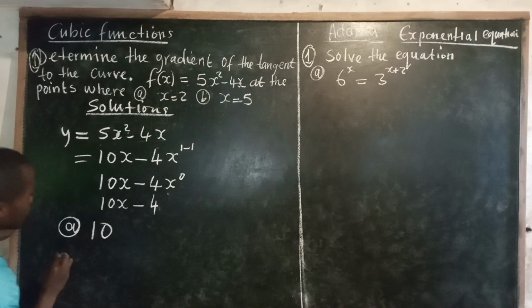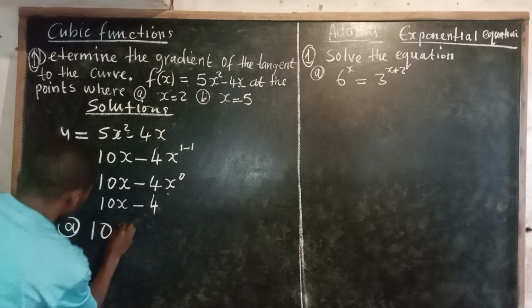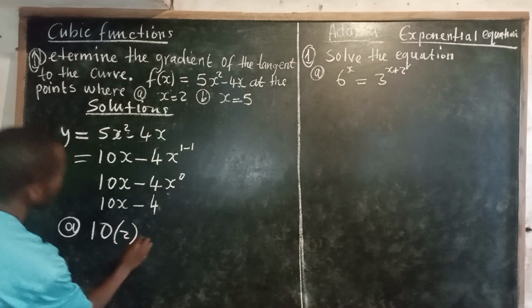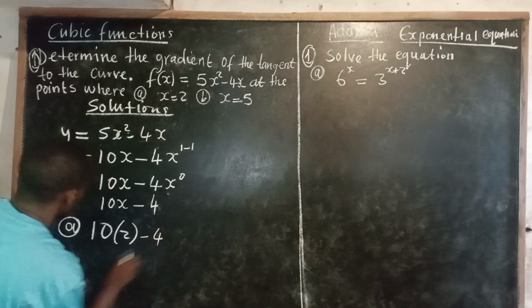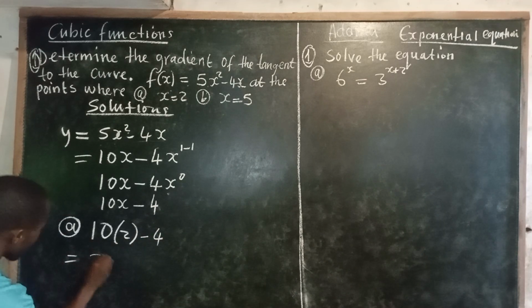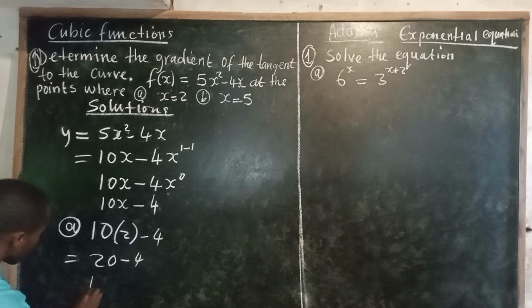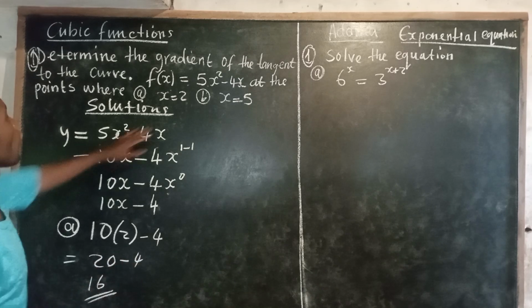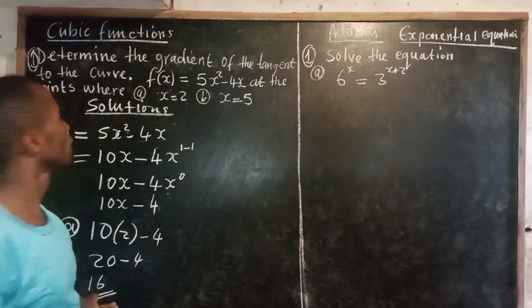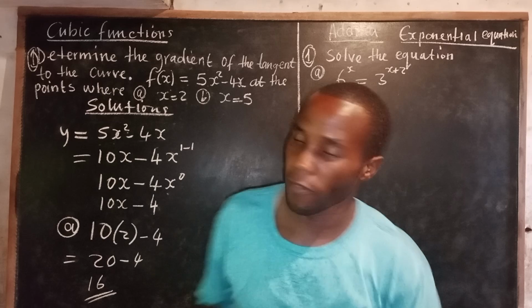So we say 10, and where there is x, we put 2, then minus 4. Then 10 times 2, the answer is 20, minus 4. So 20 minus 4 is 16. So for A, the gradient is 16 of the same curve that we have.